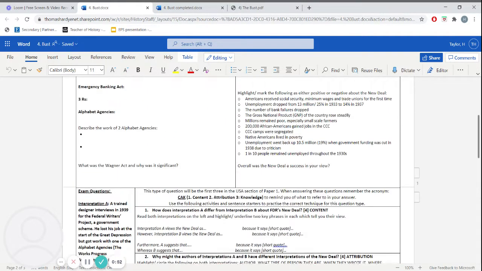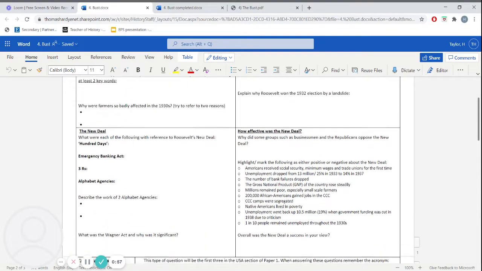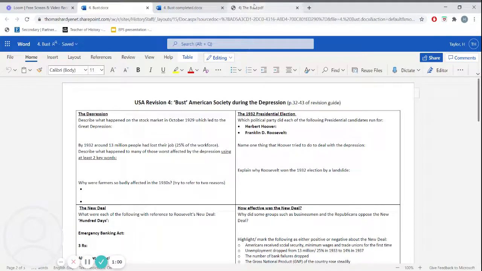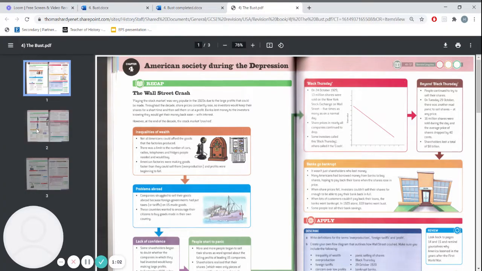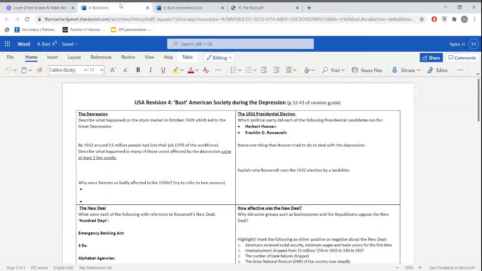To help you complete it, you'll obviously need this worksheet that you should get from your teachers, as well as the revision guide, these pages that you should get from your teachers as well. So basically, in a moment, I'm going to talk through a completed version of this worksheet that I've done. But what you want to do now is pause the video, go away, have a go at completing it yourself, and then come back and we'll discuss a completed version.